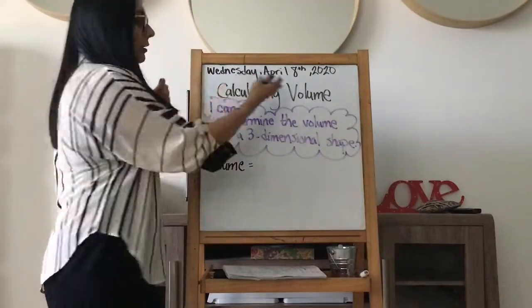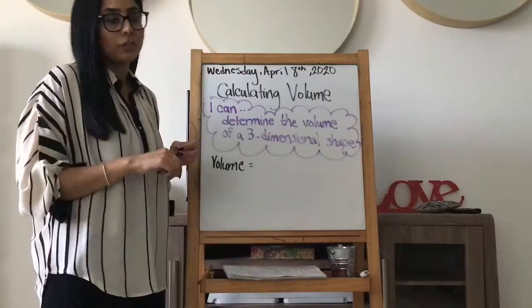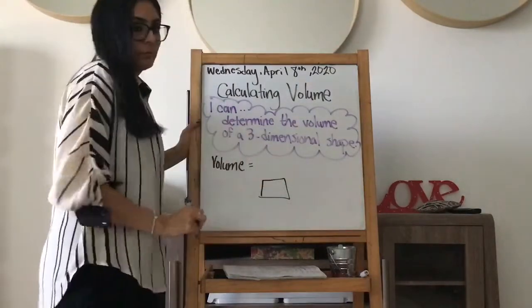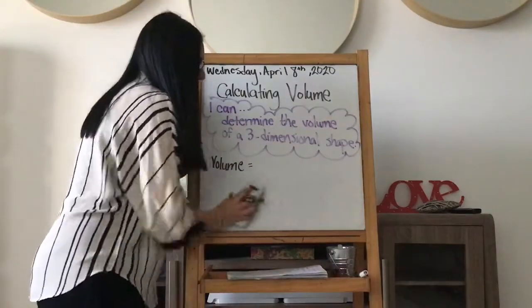But you never calculate the volume. You can't. You literally cannot calculate the volume of a 2D shape. So you can never do volume of this shape. You just can't. You need three units, three dimensions. And so you'll understand why in a moment.